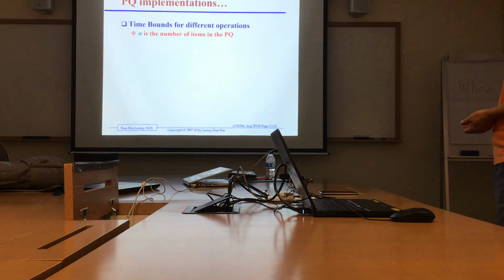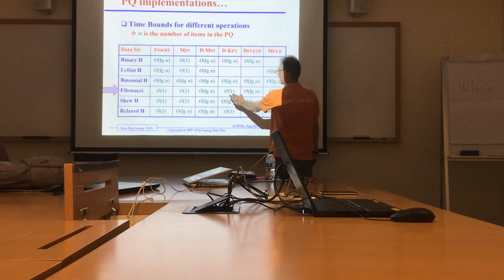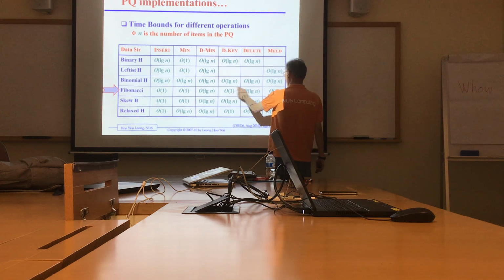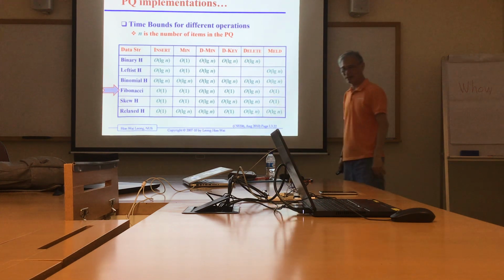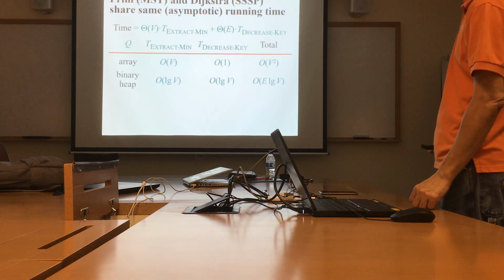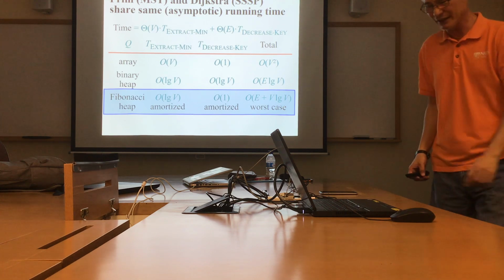If we have this, then the time bound is order 1. Actually, I should put a little asterisk because this is order 1 amortized time. Most of these are amortized time, not worst case time. But using that, we can get this. I'll show you this later on.